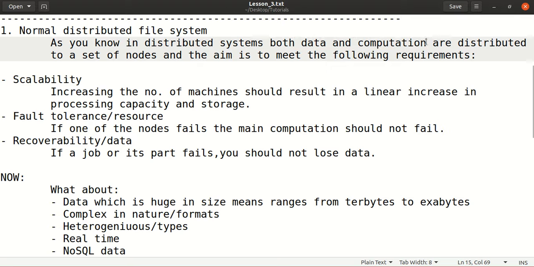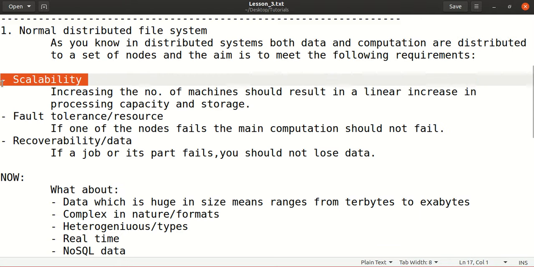In normal distributed file system, friends, the client sends the request to the server. The server accepts or rejects the request. If the request is accepted by the server, the client can send the data to the server, and then the server will process the data, execute it, and any complex computation is done, and then the result is sent back to the client. This you have to remember, friends. And the main purpose is actually to meet the following requirements.